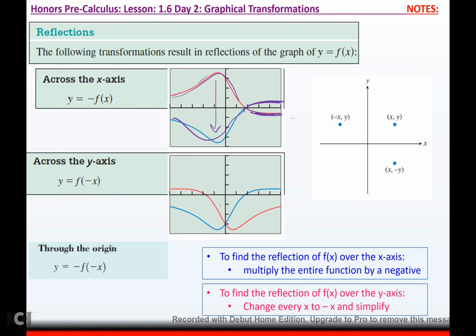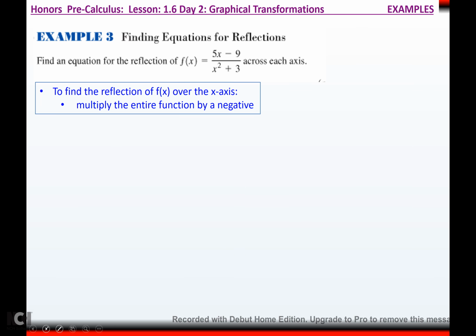Reflecting over y, if red is my original function, I would take this part and draw it on this side, and then I would take this part and draw it on that side. And then through the origin is a double. Alright, so it says find an equation. We're not graphing or anything, we're just finding the equation for the reflection across each axis.